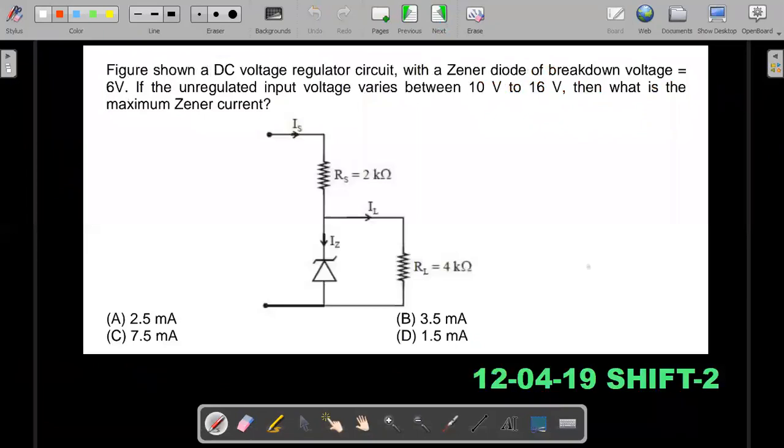Let's move on. Zener diode makes appearance again, right? So, DC voltage regulator circuit, Zener is used as a voltage regulator circuit. Breakdown voltage is 6 volt. And if the unregulated input voltage, which is applied across this, is 10 volt to 16 volt, then what is the maximum Zener current? He's asking. What is the maximum value of this thing?